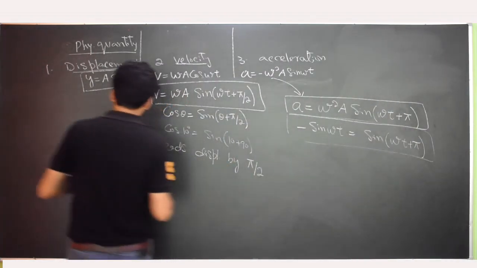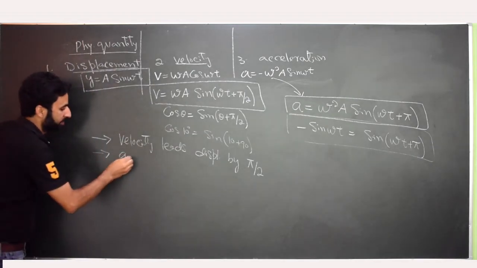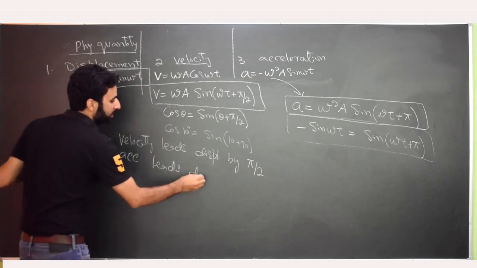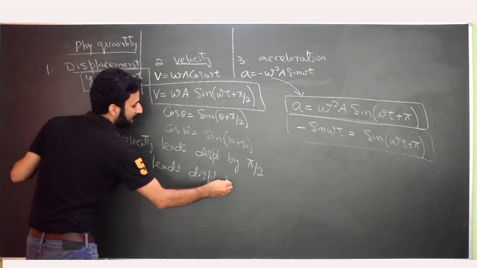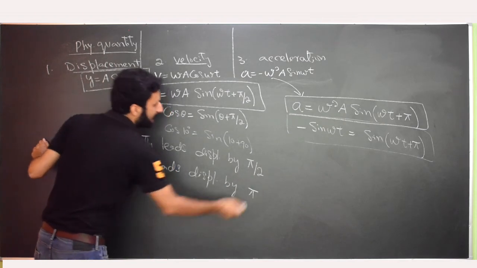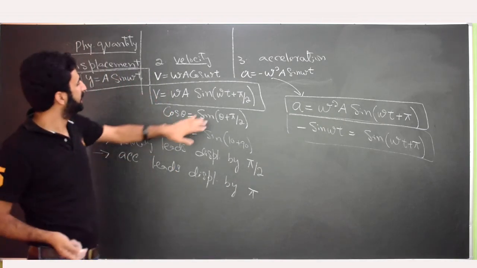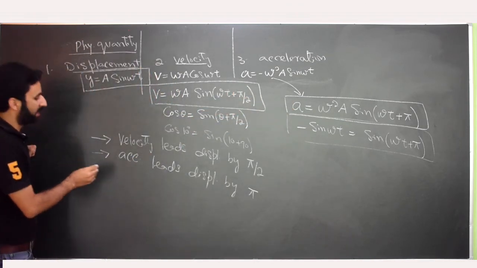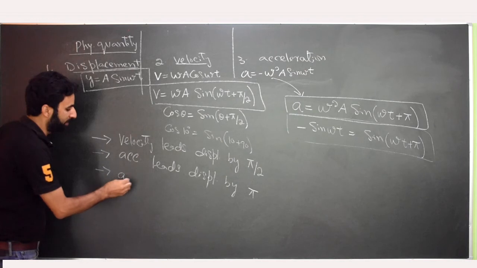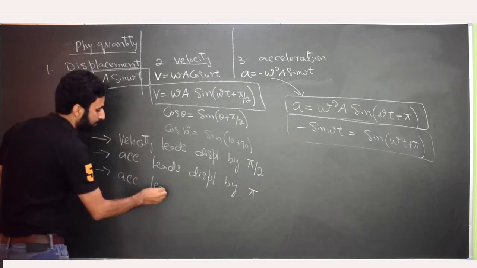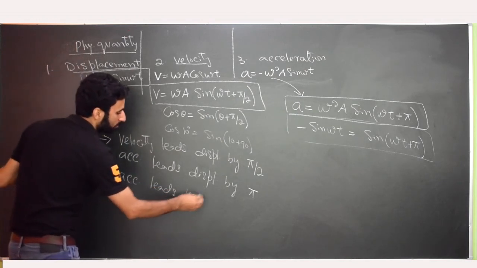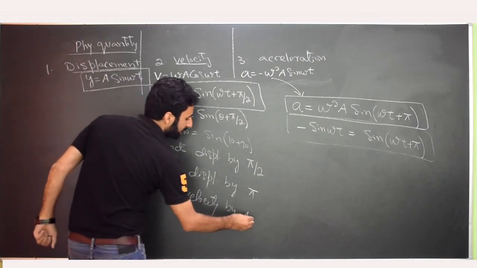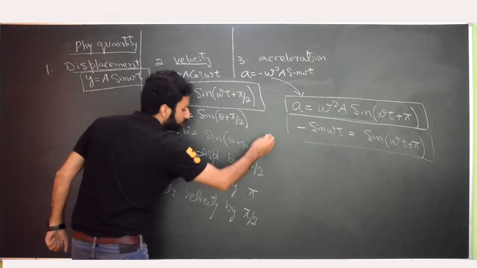So acceleration leads displacement by a phase angle of pi. And obviously, if you compare acceleration and velocity, acceleration leads velocity by a phase angle of pi by 2.